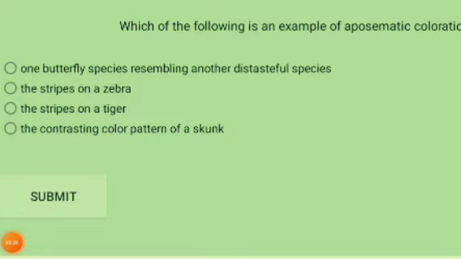Which of the following is an example of aposematic coloration? Option A, one butterfly species resembling another distasteful species. Option B, the stripes on a zebra. Option C, the stripes on a tiger. Option D, the contrasting color patterns of a skunk. So it's actually option D.